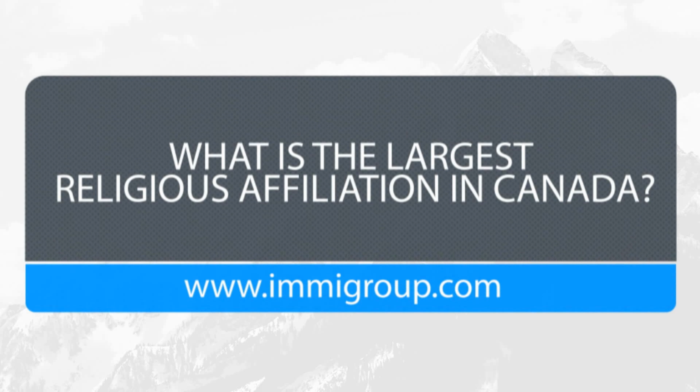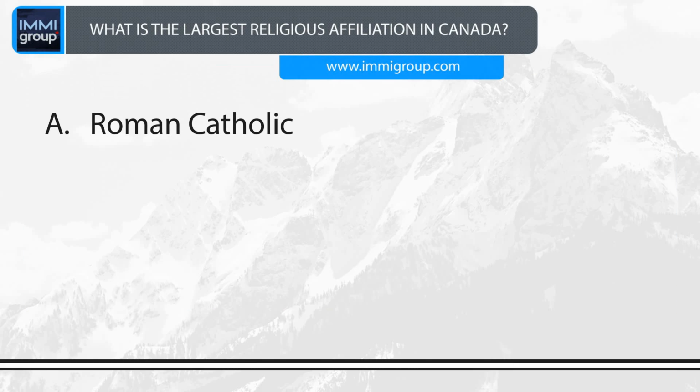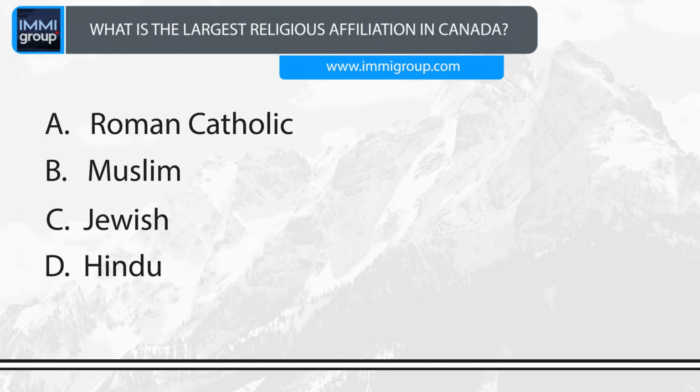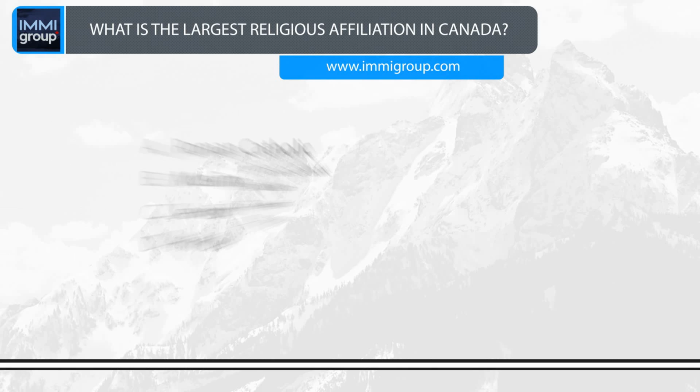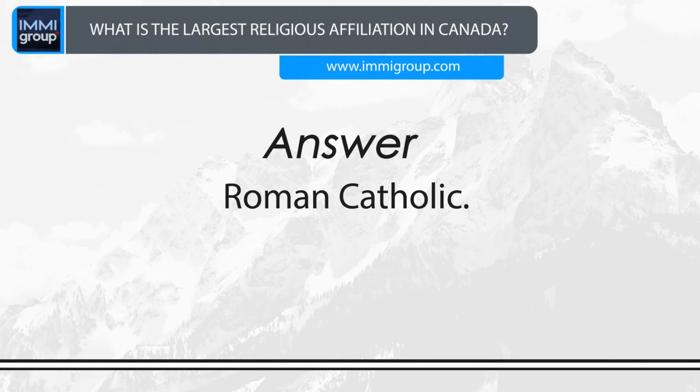What is the largest religious affiliation in Canada? A. Roman Catholic. B. Muslim. C. Jewish. D. Hindu. Answer: Roman Catholic.